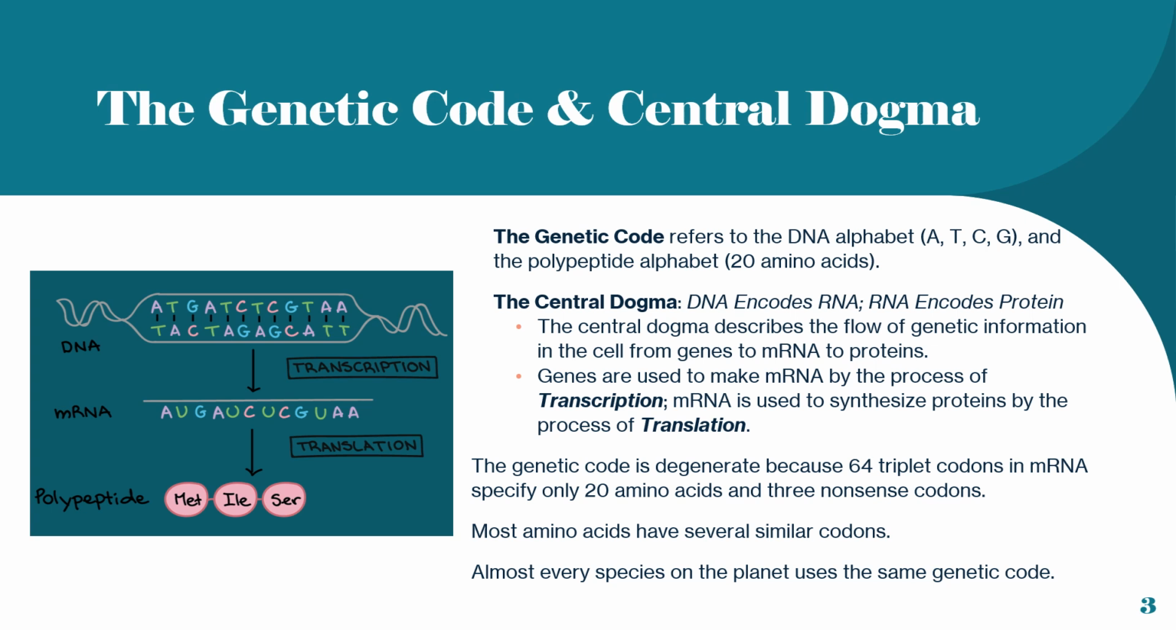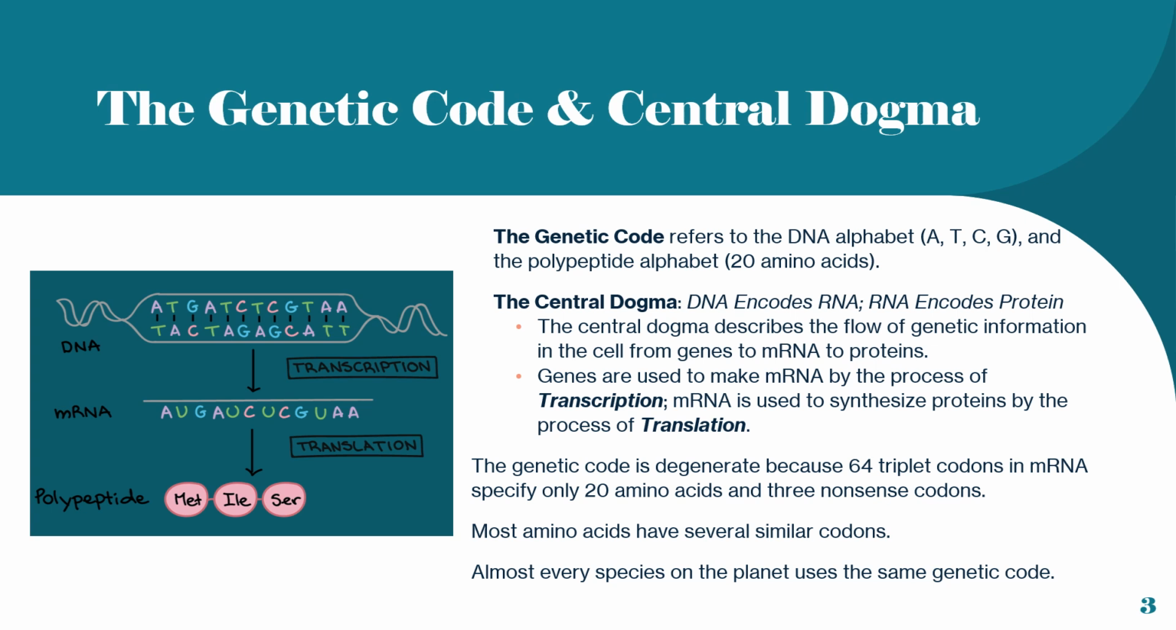You'll notice that a lot of the information that we cover in Chapter 15 we've covered in previous chapters, but in Chapter 15 we're really going to dig deeper into certain vocabulary terms and processes that we haven't dug into previously. So starting off with the genetic code, remember that the genetic code refers to the DNA alphabet, those nucleotides A, T, C, and G, and the polypeptide alphabet, which would come together to make a protein, and those are 20 different amino acids. So the central dogma is that DNA encodes for RNA and RNA encodes for a protein.